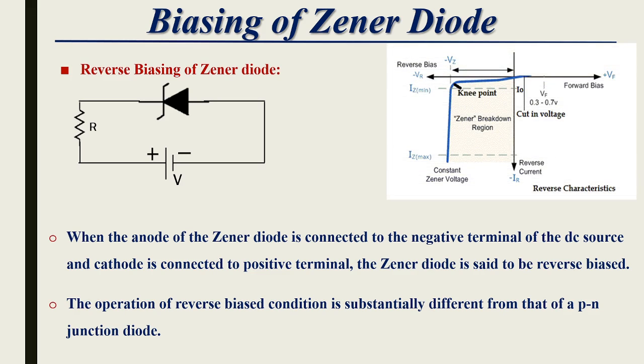So here the reverse characteristics of the Zener diode are shown. When the reverse voltage is less than the breakdown voltage, then a very small current flows through this diode, that is called the reverse saturation current. When the reverse voltage is equal to the breakdown voltage, suddenly a large, sharp current flows through the diode. So here the region between this Iz min and Iz max is called the Zener breakdown region.